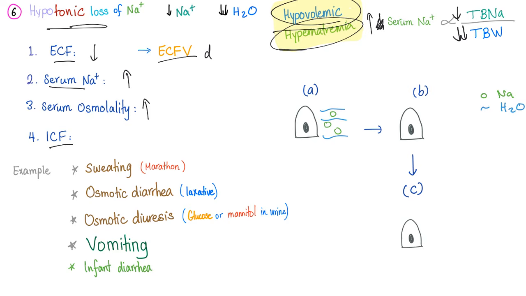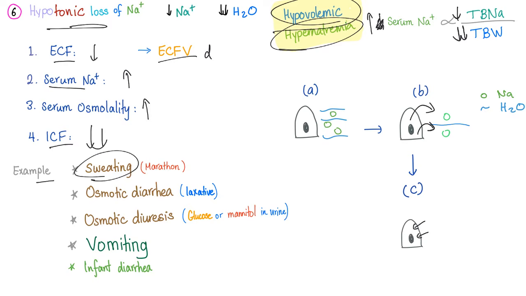ICF. Again, use your brain. We lost a hypotonic fluid. So we lost more water than we lost sodium. Okay. Suddenly, the ECF is more attractive for osmosis. Water is going to flow outside of the cell. The cell is going to shrink.